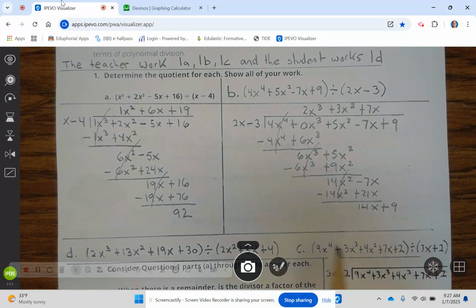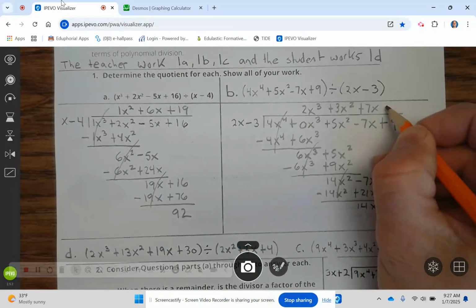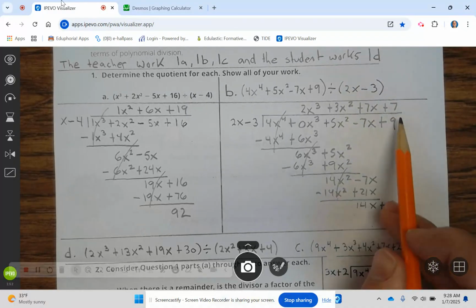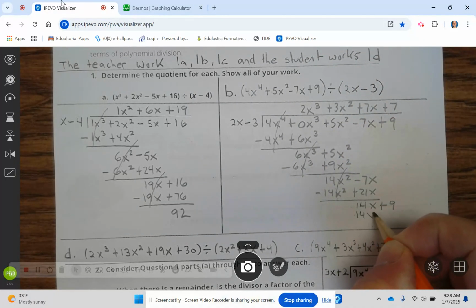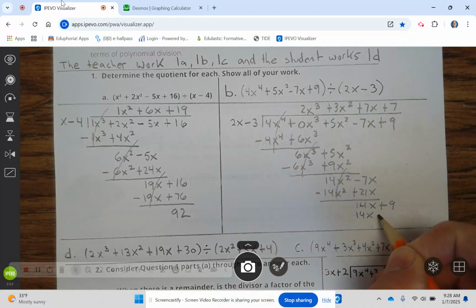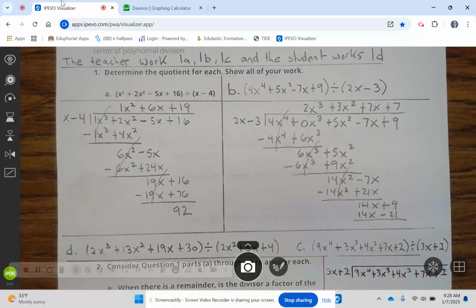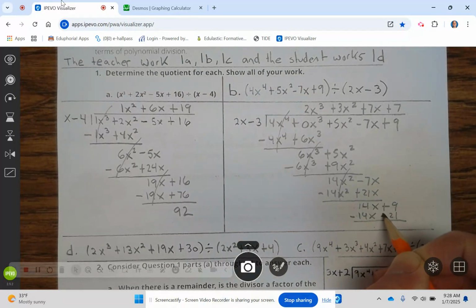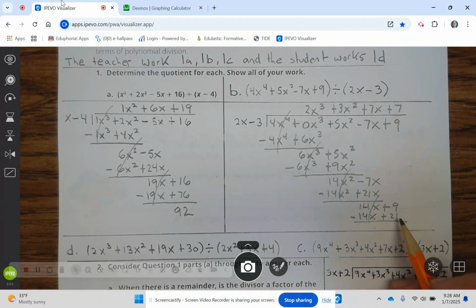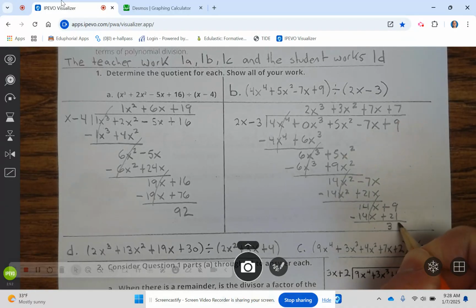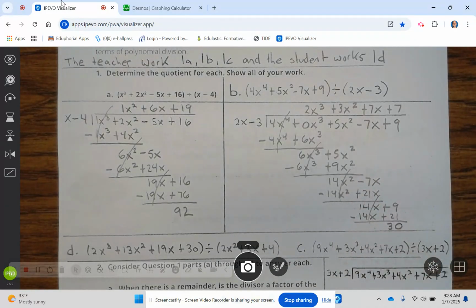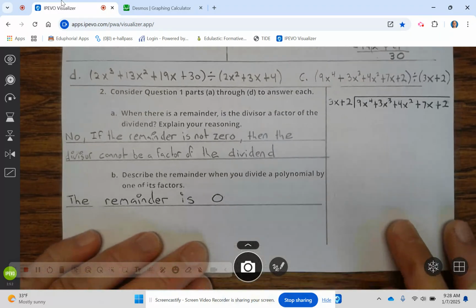And then we ask ourselves, what do you multiply 2x by to give you 14x? The answer to that's plus 7. And then we multiply. 7 times 2x is 14x. 7 times negative 3 is minus 21. We subtract. Subtract negative becomes positive. It cancels. 9 plus 21 is 30, so you have a remainder of 30. Alright, go ahead and finish up 1a and 1b. Alright, let's take a look at c.